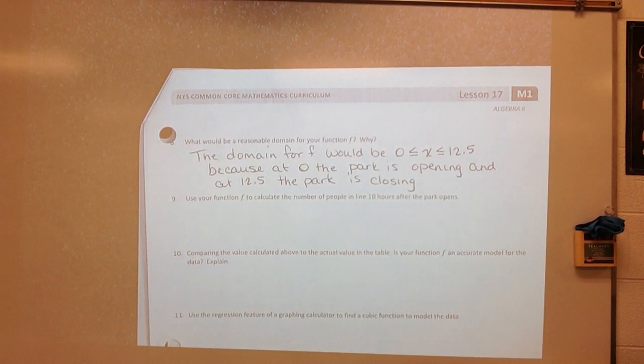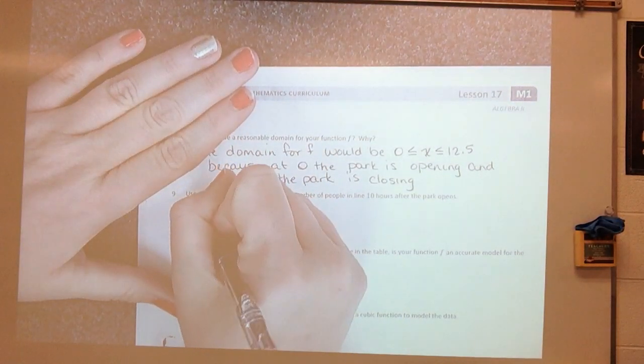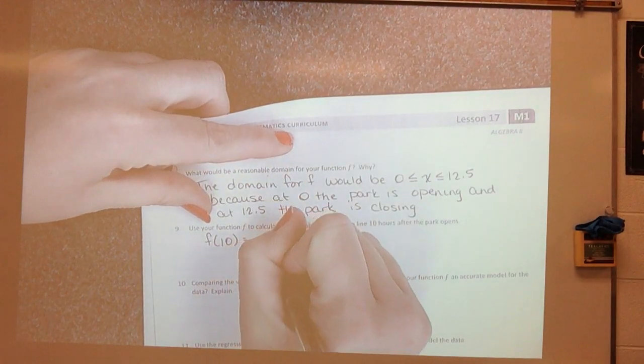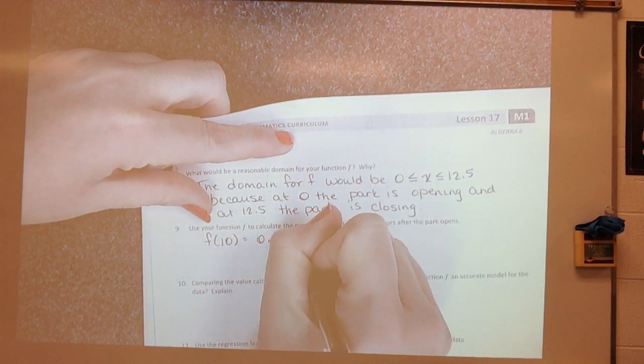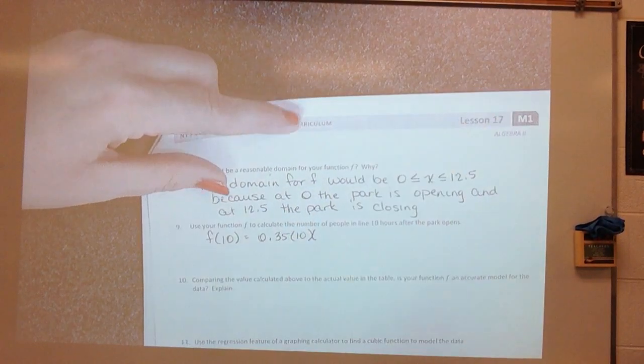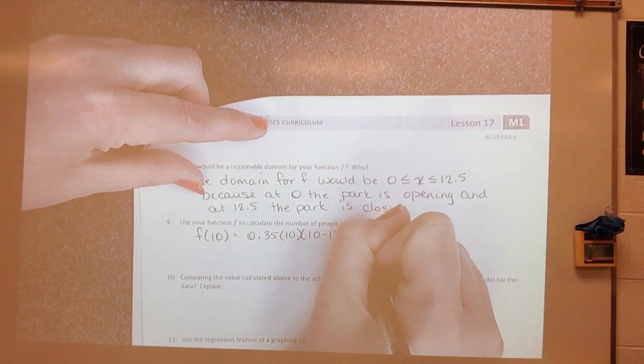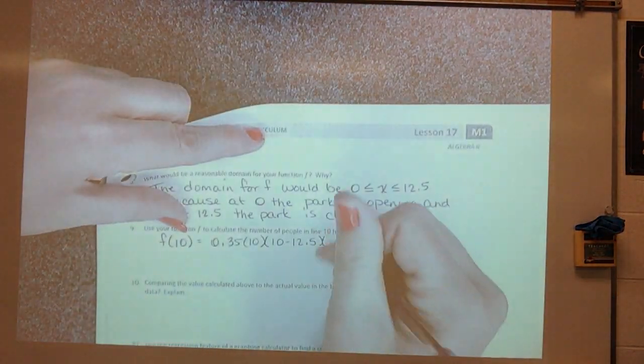So it says use your function to calculate the number of people in line 10 hours after the park opens. Alright, so it says if I do f of 10. So in other words, I'm going to take this function back here. 0.35 times 10 times 10 minus 12 and a half times 10 minus 33.